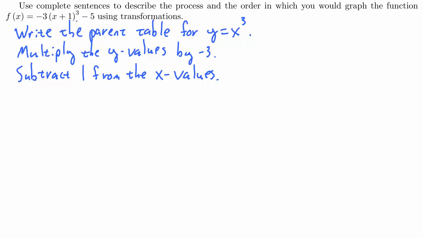Next we look at the negative 5. The negative 5 is outside of the parentheses, which means it affects the y values. And because of that, you subtract 5 from the y values. After you're done with the negative 5, you don't have anything left, so all you have to do is graph the points and connect it with a curve. But that's pretty much understood.